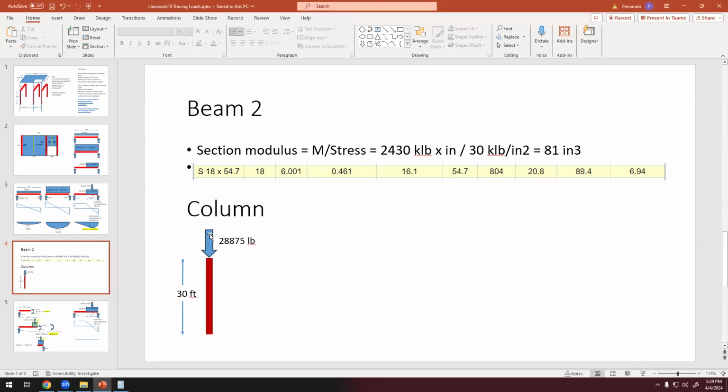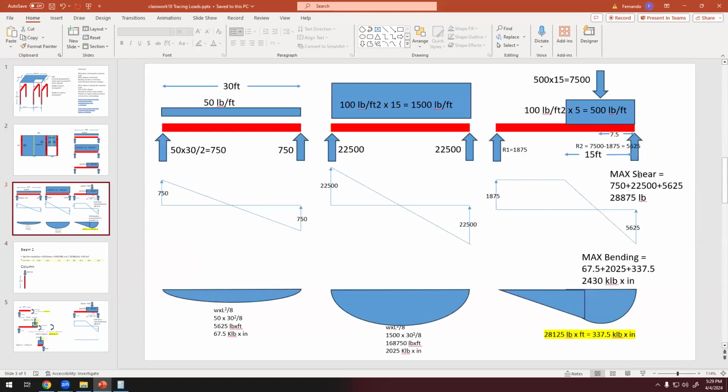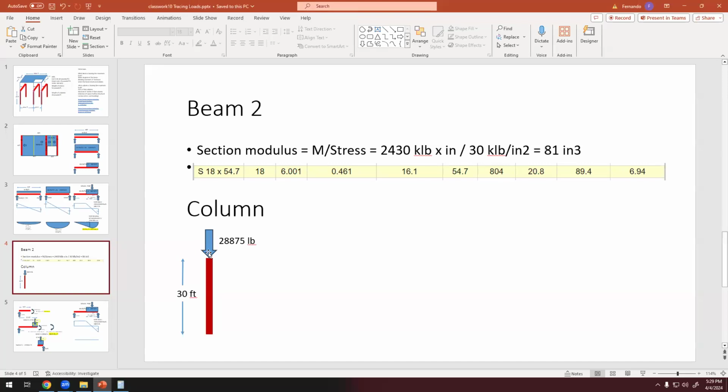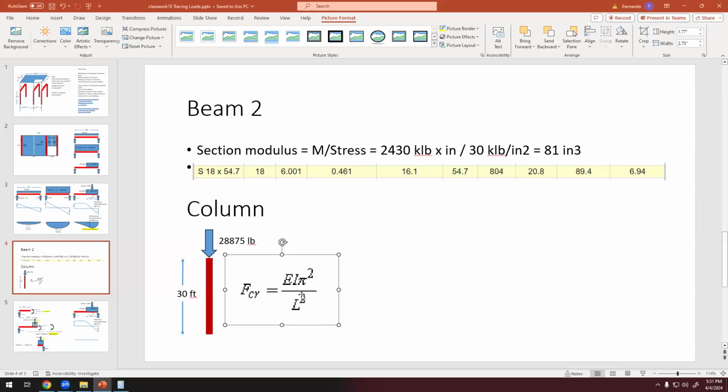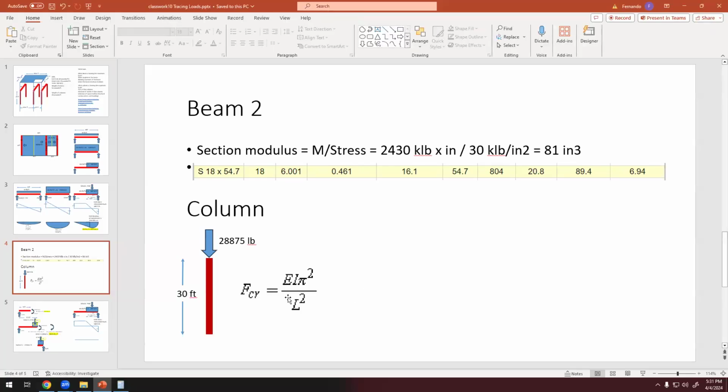Now for the column, we have the maximum shear stress, and this is the maximum shear. We have to apply this vertical load, it's compression, because columns are always working on compression. And we have the length of the column, 30 feet. It's quite long or quite tall. So I think we have to use the buckling formula first. So what is the buckling formula? That's the buckling critical load.